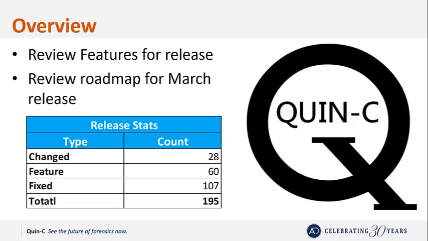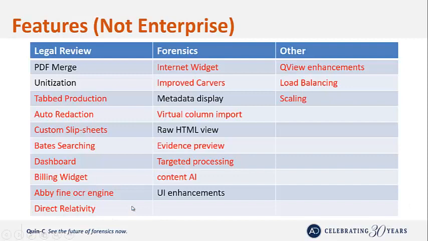So the stats for the release are here. We had 28 changes. Again, those are just small things, stylistic usually. We had 60 new features and 107 bug fixes for a total of 195. Although I spelled total wrong, but forgive me.